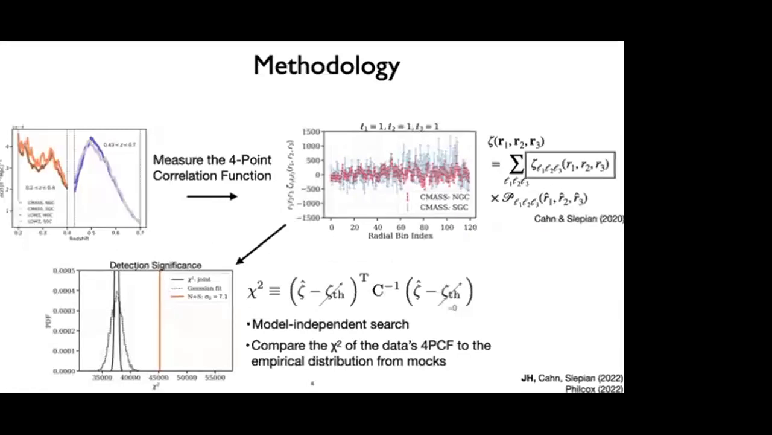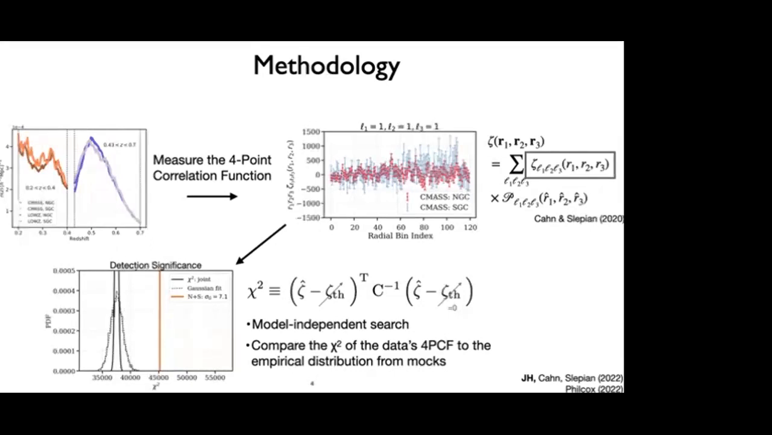The analysis methodology is as follows. We take the BOSS sample and measure the 4-point functions. In particular, we perform a radial and angular separation and then express the 4-point functions in the isotropic basis functions. The choice of this basis function is motivated by the rotational invariance of the system. There is much to talk about regarding this basis function, and you can find more detailed discussions in the paper by Cahn and Slepian.